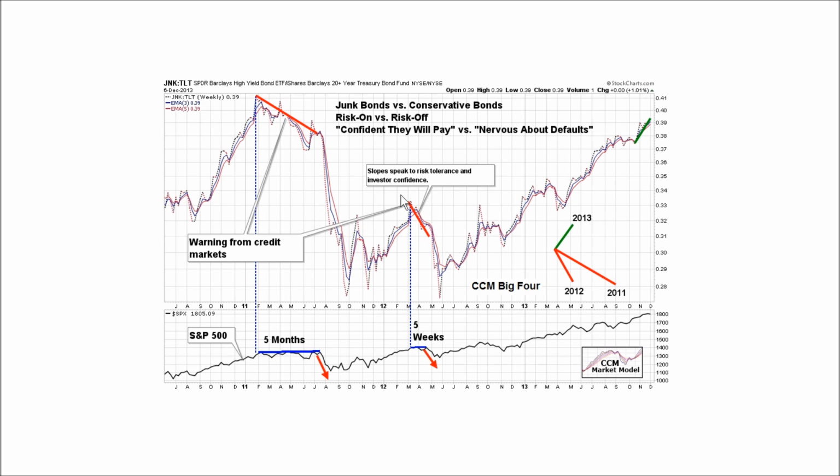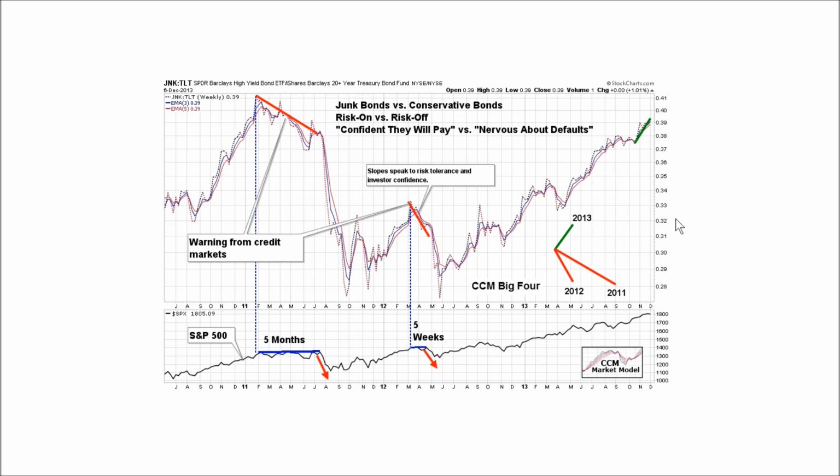This is a warning flag. Here are the slopes in 2012 and 2011. This line is this line, and this line is this line. Compare that to the present day. The present day, as of the close on December 6, 2013, clearly aligns with 'I'm confident they will pay.'